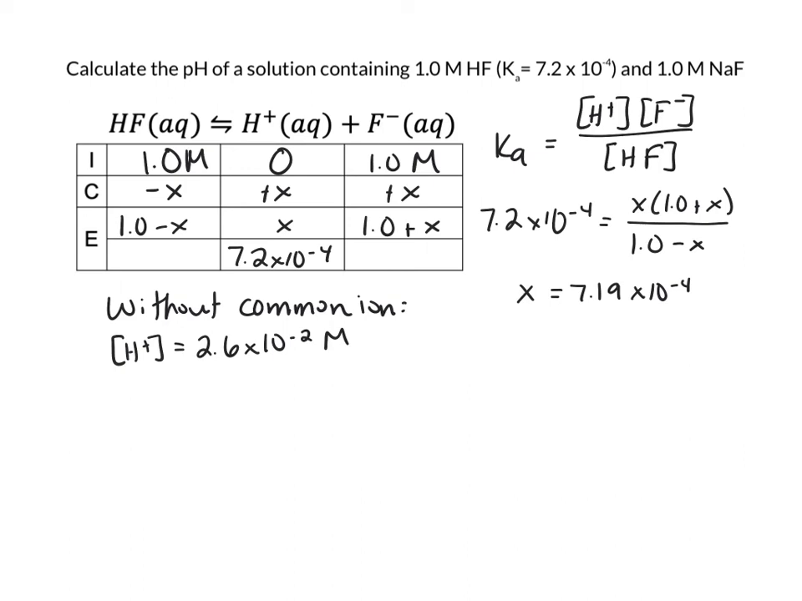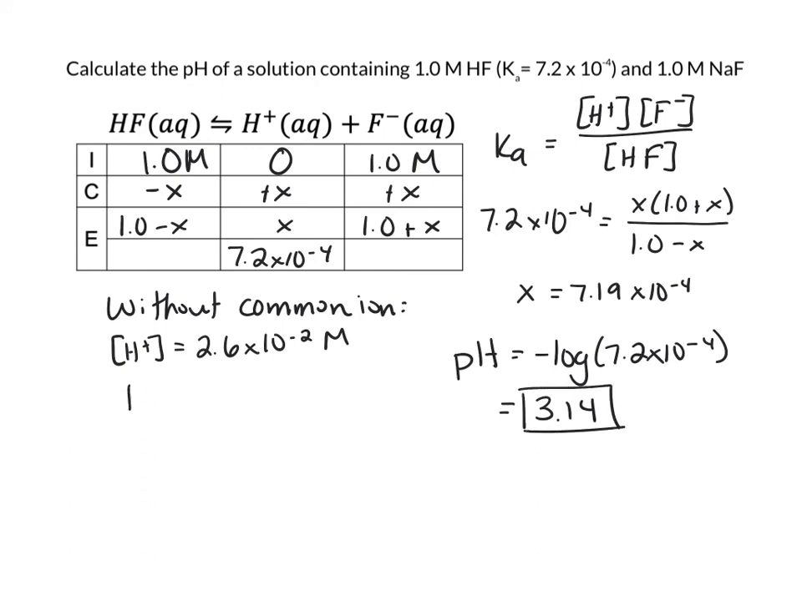So when I go to find the pH here, I take the negative log of my 7.2 times 10^-4. My pH is 3.14, compared to my original pH, which was 1.59. It has become less acidic because of that common ion. And that is the common ion effect.